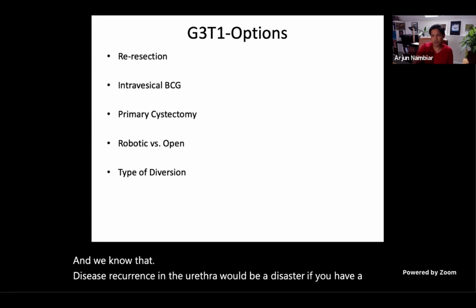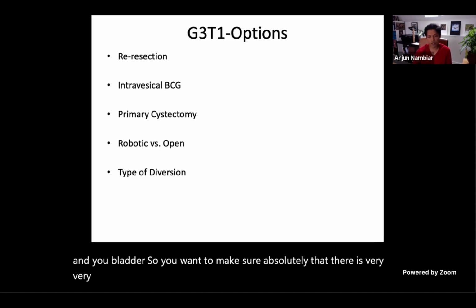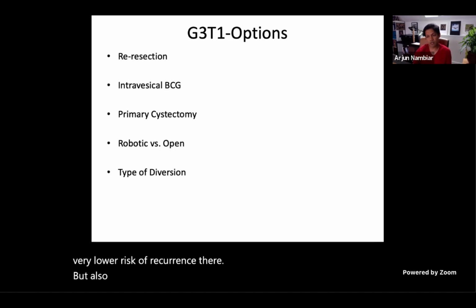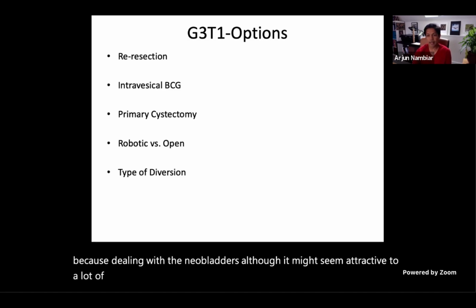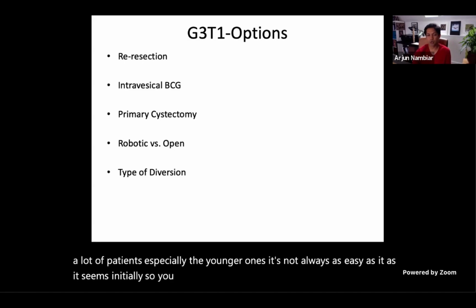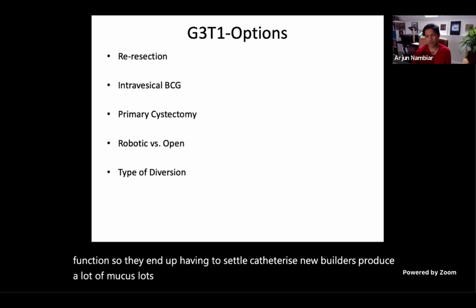So you want to make sure absolutely that there's very, very low risk of recurrence there. But also, I think patient factors need to be carefully considered because dealing with a neobladder, although it might seem attractive to a lot of patients, especially the younger ones, it's not always as easy as it seems initially. Most of them obviously don't have normal bladder function, so they end up having to self-catheterize. Neobladders produce a lot of mucus, and there is a risk of recurrent infections.